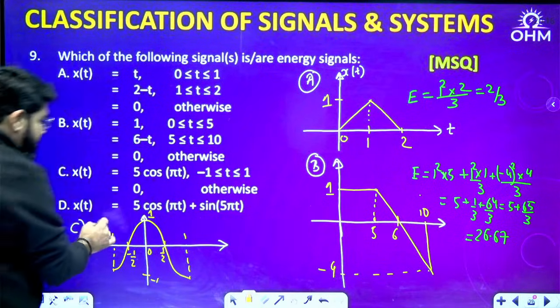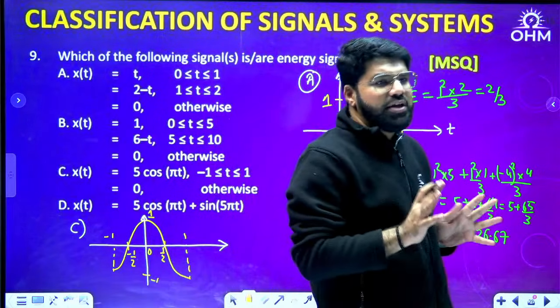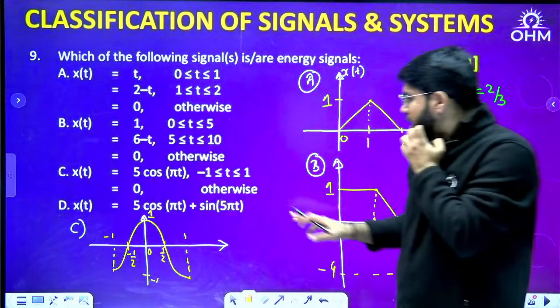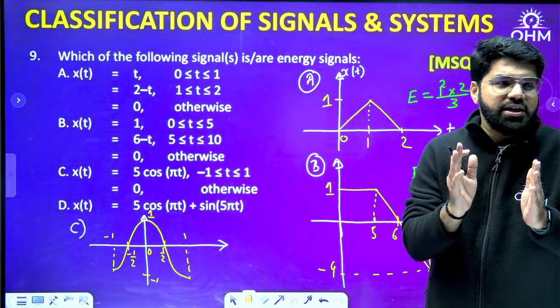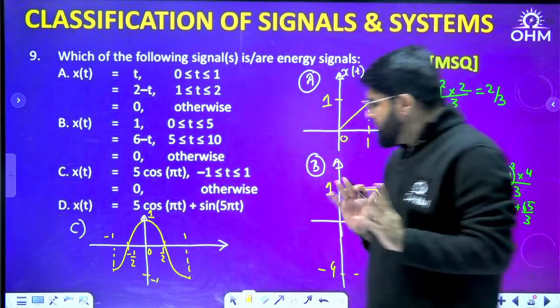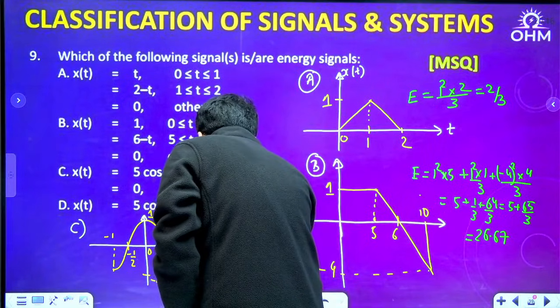Now, ultimately, finite duration. See, if I give you the entire 5 cos pi t, that periodic signal is a power signal. But it is only bounded in the interval -1 to 1. That means finite duration signal, and that means energy signal. This is an energy signal. How much energy?